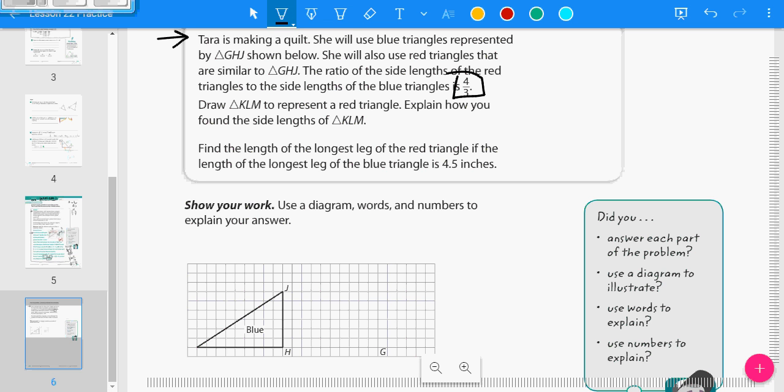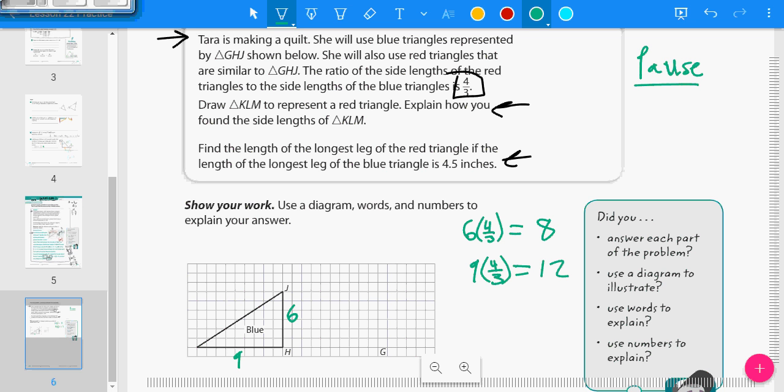It says, draw triangle KLM to represent the red triangle. Explain how you found the side lengths. Find the length of the shortest leg of the red triangle if the length of the longest leg of the blue triangle is 4.5. So we have to do two things. We have to first find the side lengths, and then we have to figure out that second question. So why don't you start by pausing the video, and try to find the side lengths of the new triangle using the ratio 4/3.